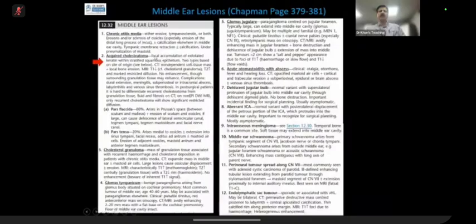And this is the concept: focal accumulation of exfoliated keratin within stratified squamous epithelium. This will not enhance either on CT scan or on MR. Surrounding granulation tissue can enhance. Key point to remember is that on MR, cholesteatoma will show restricted diffusion. This is a key point to remember.